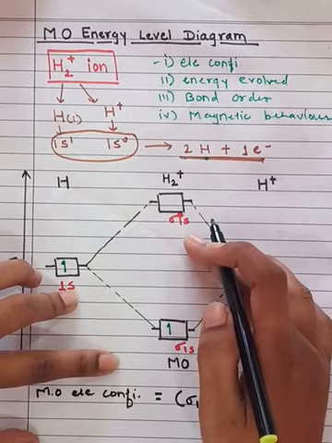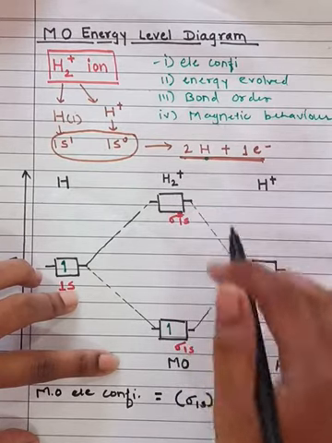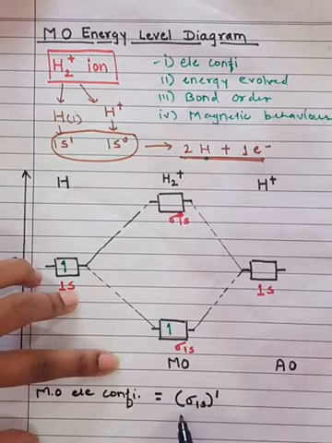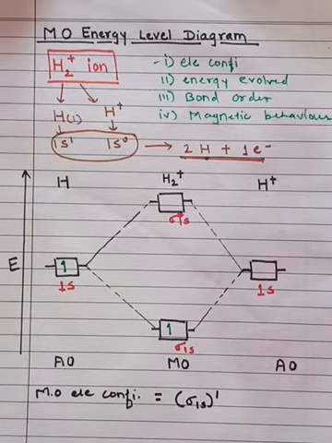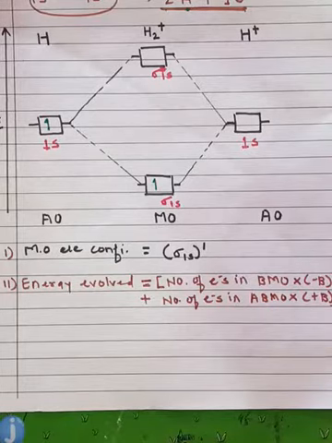And in case of sigma asterisk 1s, there is no electron, so the electronic configuration becomes only sigma 1s. Okay, after this let us find out the energy E-value. Let us move to the second factor that we have to find out, that is the energy E-value. So how to find out the energy E-value?